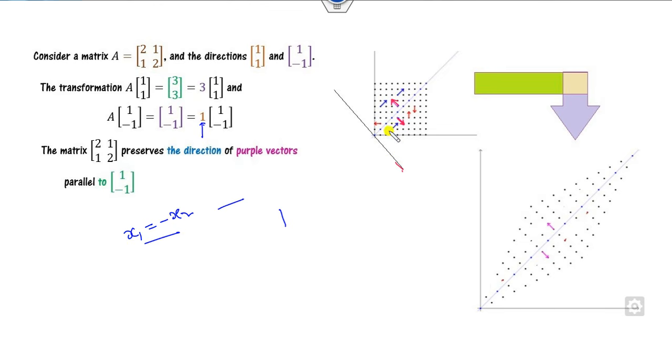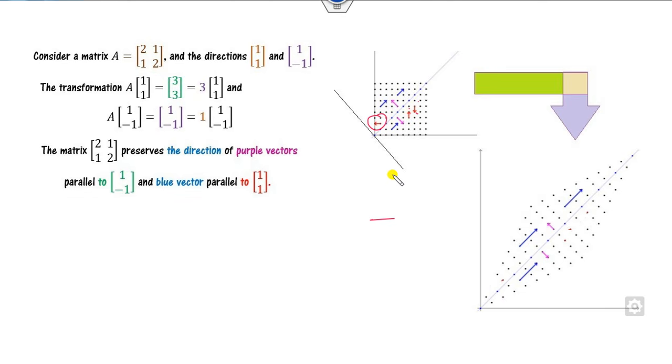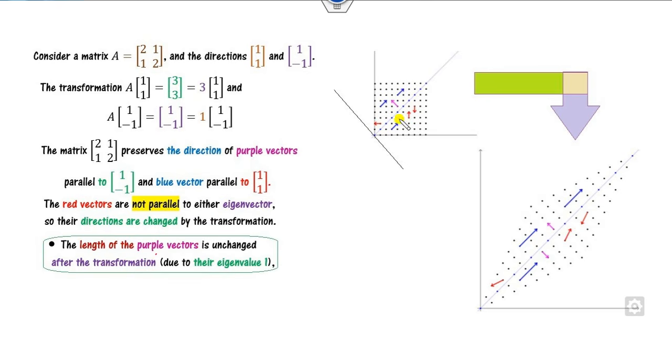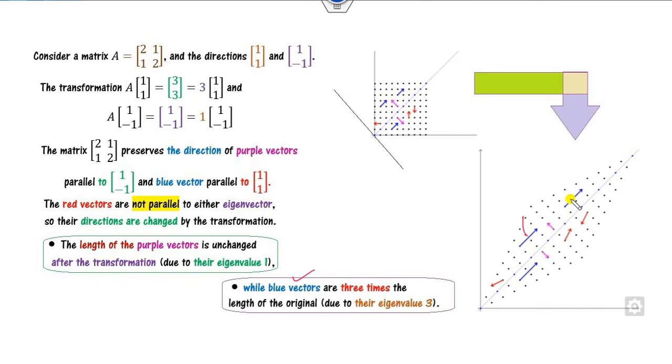And what is the dimension of this? It is 1, the same length as here. On the other hand, if I consider this one, this is x1 equal to x2, and the length is increased, this blue color is increased by 3 times the length. For the red color, some is on the upside, some on the below side, so there is no change here. You can change them in any direction. So the length of the purple vector is the same because of the eigenvalue 1, while the length of the blue vector is increased by 3 because of the eigenvalue 3.